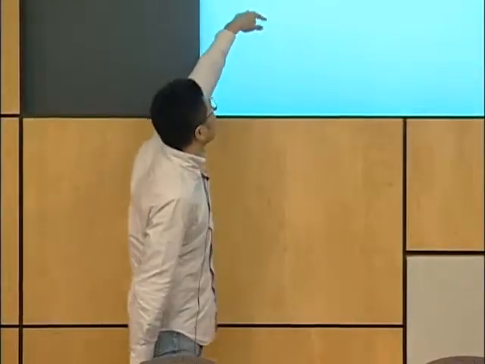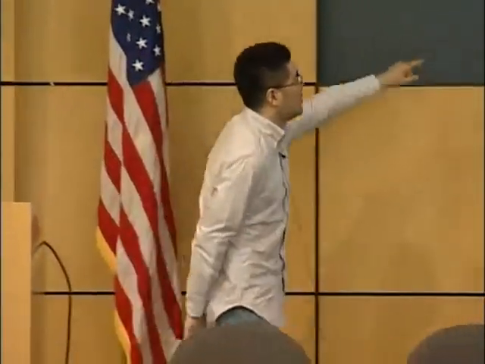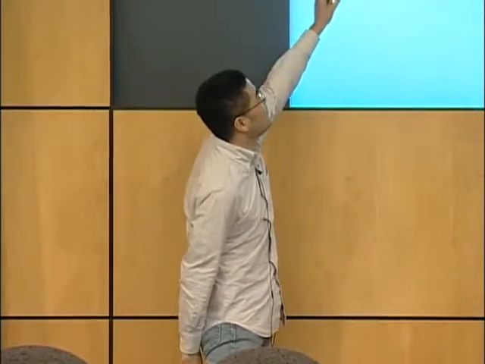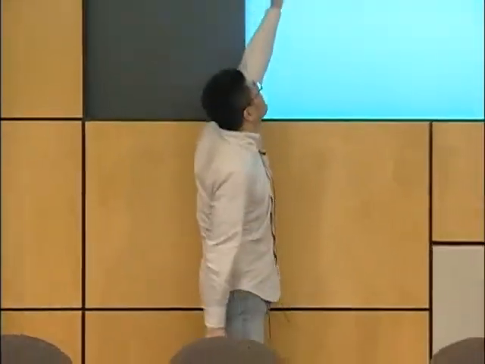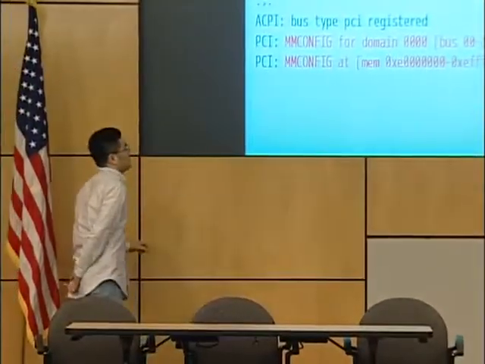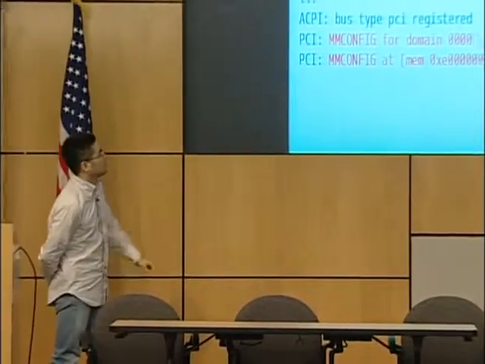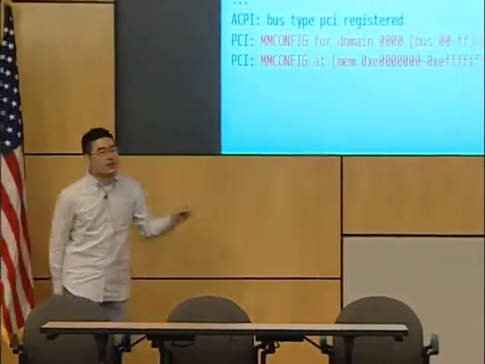So now let's see how Linux sees that device. Linux reports the MMCONFIG area, and it says it recognizes MMCONFIG, and then Linux uses MMCONFIG to access the PCI Express extended configuration area.